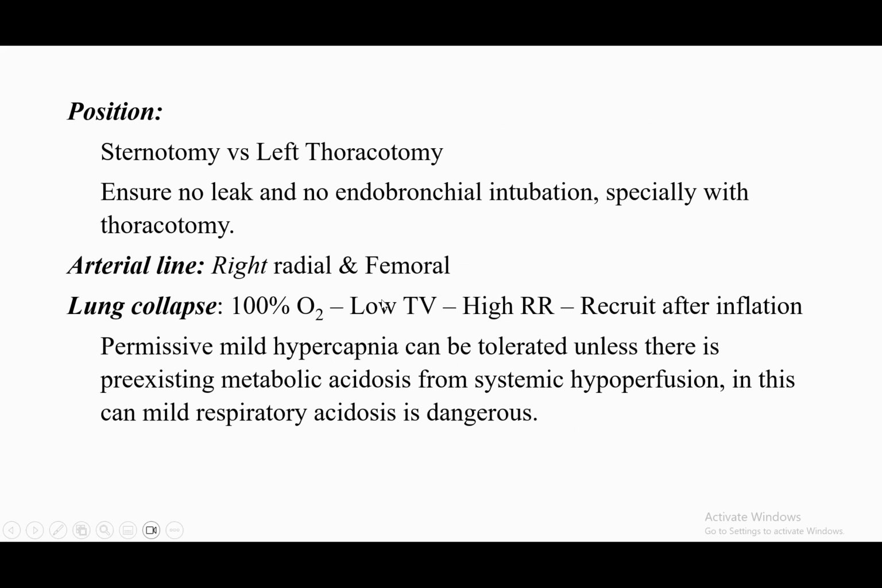Lung collapse: we open FiO2 to 100%, low tidal volume, high respiratory rate, recruit after inflation. Permissive mild hypercapnia can be tolerated unless there is pre-existing metabolic acidosis from systemic hypoperfusion. In these cases, mild respiratory acidosis is dangerous. So we may tolerate some hypercapnia unless the patient will be harmed greatly.